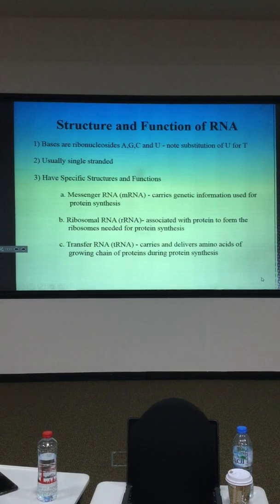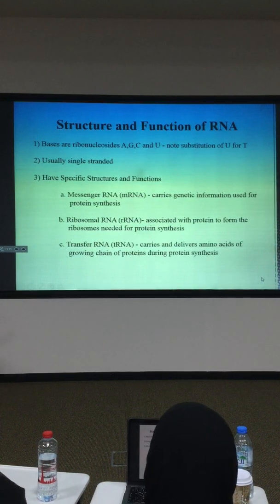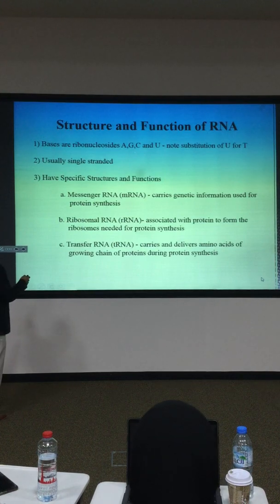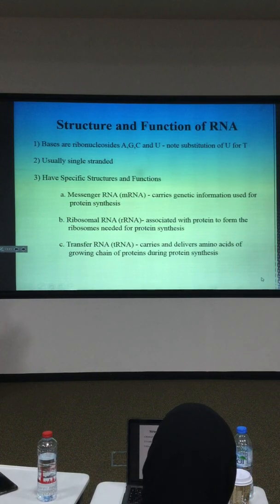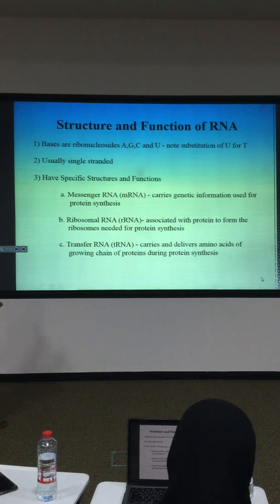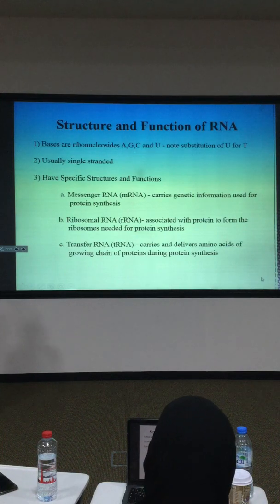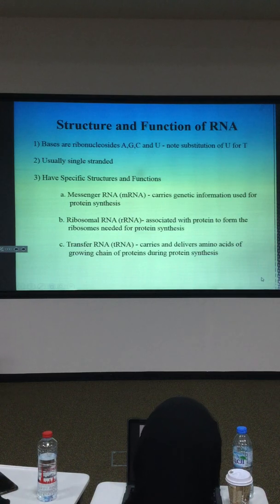So what is the function of RNAs? This is a nucleic acid, right? So bases are A, G, C, and U, usually single-stranded, and there are three types of RNAs you can find in the living system. One, messenger RNA. So messenger RNA is from the transcription process, right? DNA to RNA. This is the messenger RNA, and this messenger RNA carries the genetic information to make a protein. mRNA directly to protein.